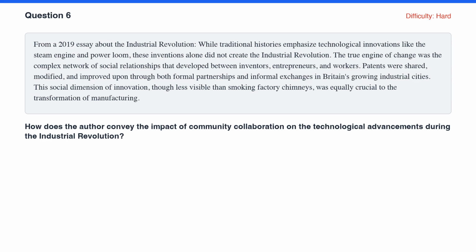Question 6 of 25. Now it gets harder. This passage is titled The Social Mechanisms of the Industrial Revolution. The passage argues that the Industrial Revolution was driven not just by inventions like the steam engine, but by social networks among inventors, entrepreneurs, and workers who shared and improved patents. The question asks how the author conveys the impact of community collaboration on the era's technological advancements.